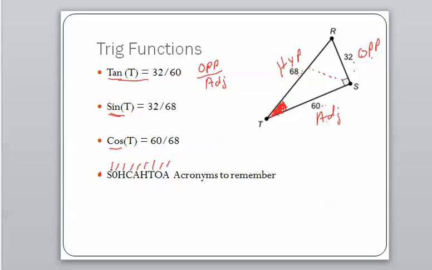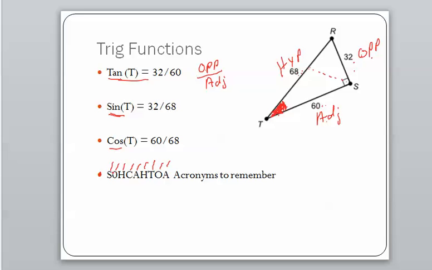Now, some people just memorize this word. If you go out there, there's some videos out there about SOHCAHTOA and how to memorize the words and things like that, this word, and help you remember the way these ratios are put together. Okay, but there's also some acronyms you can use.